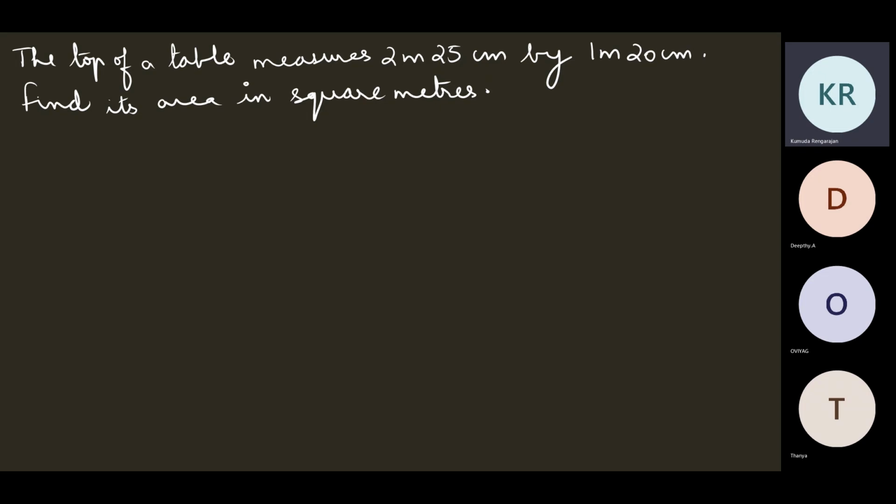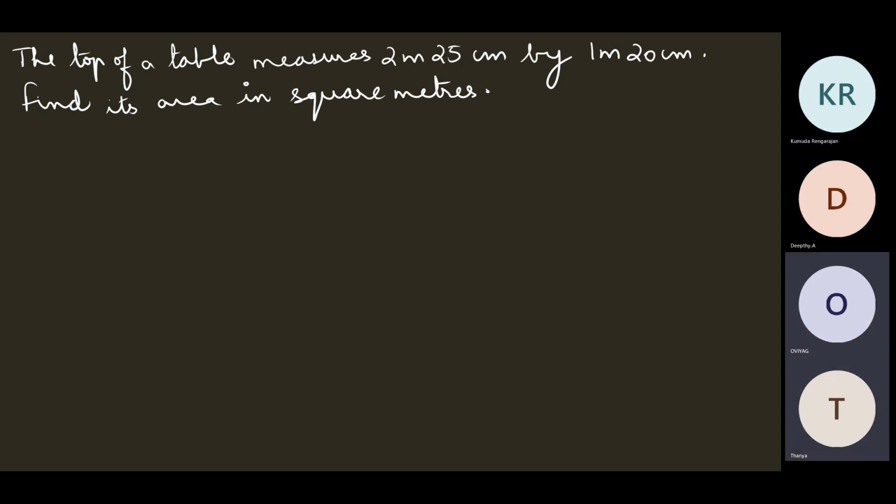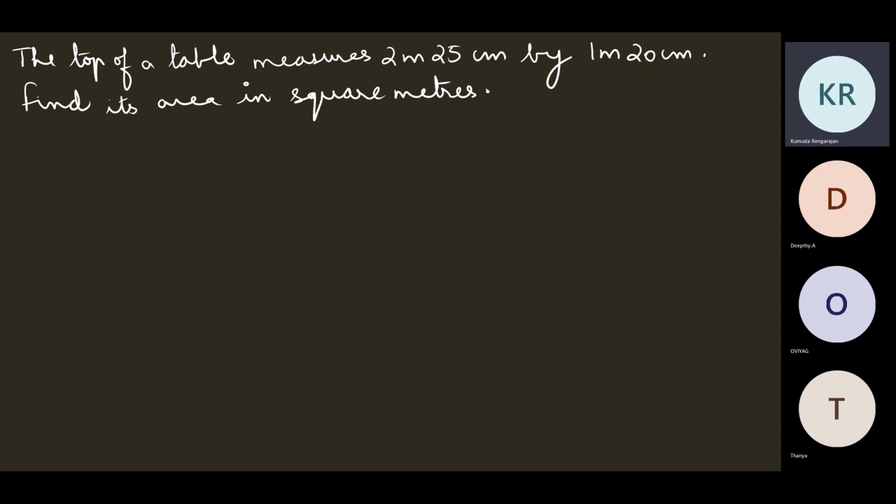How do we find the area of a rectangle, children? What's the formula to find the area of a rectangle? Ma'am, L into B. L into B. So area of the top of the table is equal to L into B. Multiply and the answer will be in square meters, that is in meter square because it's area. Area is always expressed in square meters.